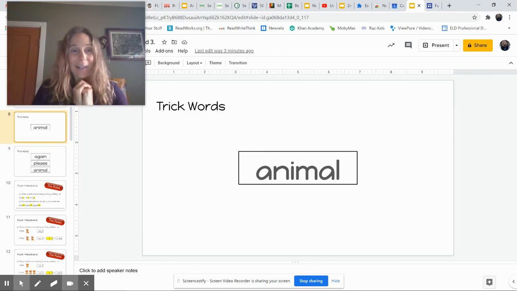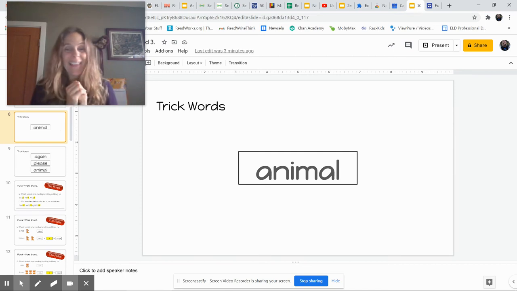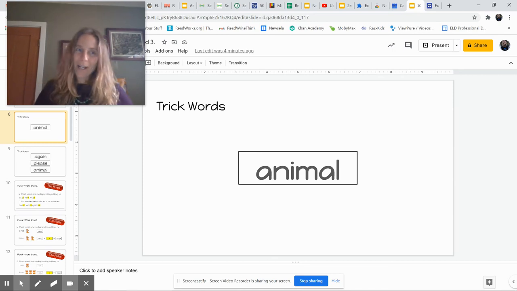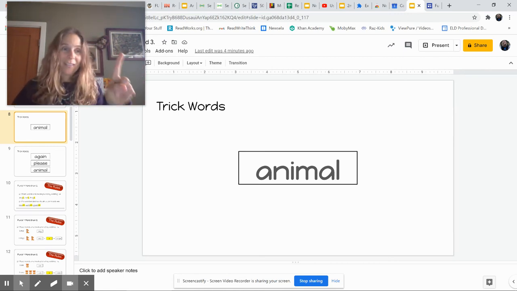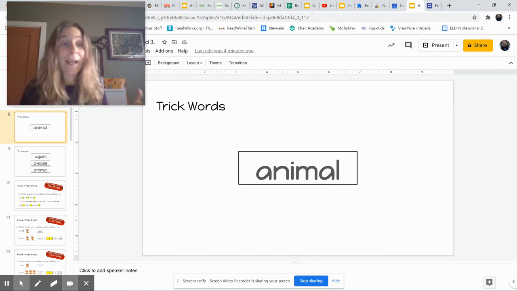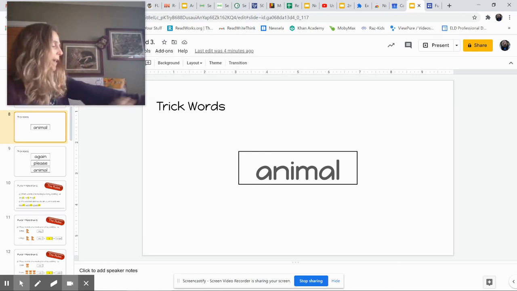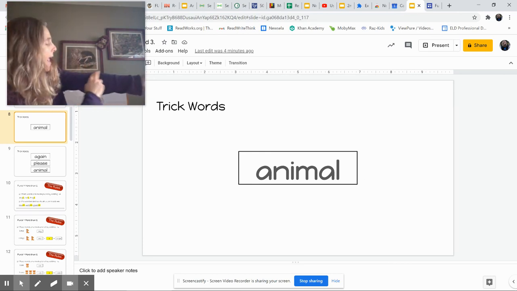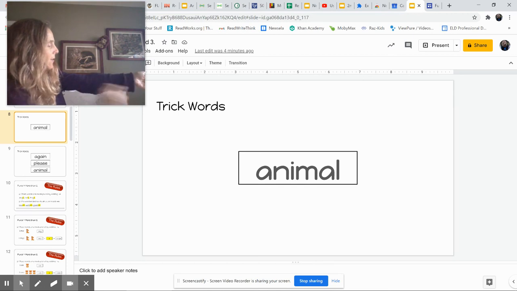And our last one is going to be this one. This is such a fun one. This one is animal. So what is your favorite animal? What do you think? Well, I know what mine is. Actually, I have two. I love octopuses and I love tigers. So I have two favorite animals. So let's do animal. So we're going to say it and then we're going to write it.